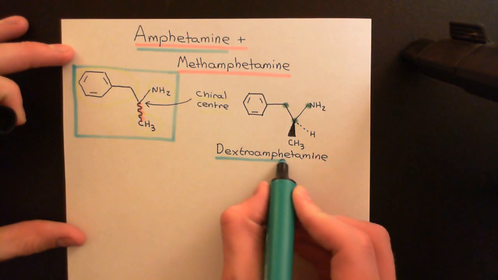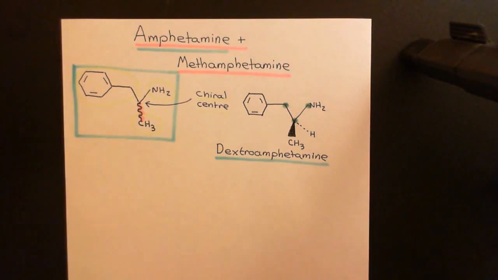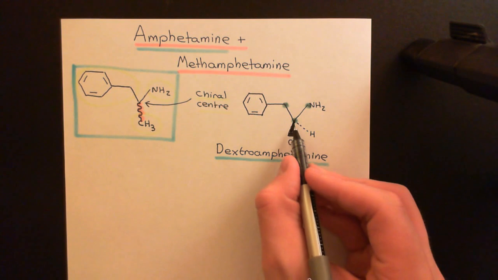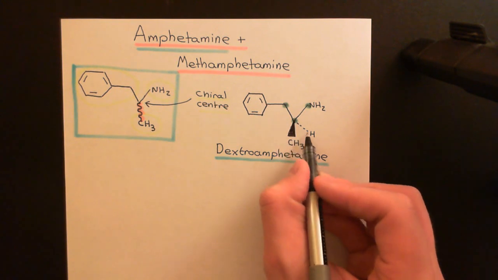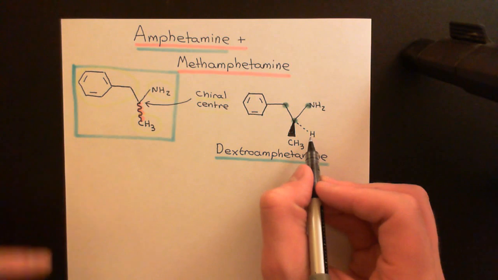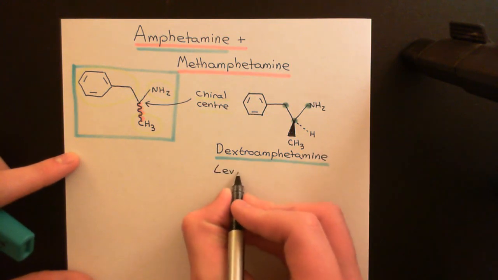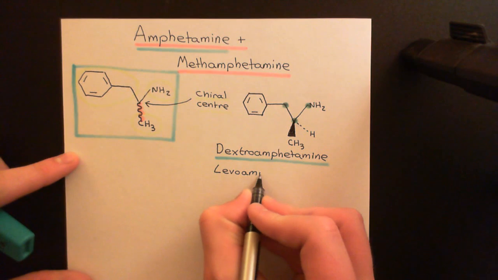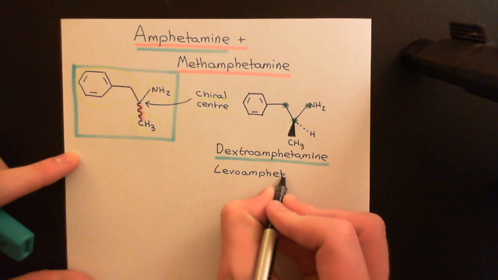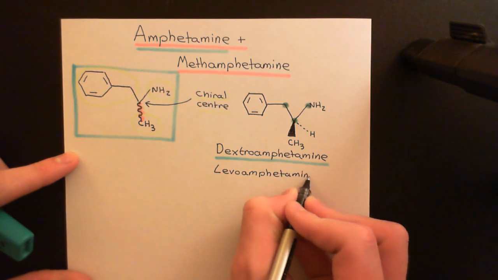There is also another optical isomer of the amphetamine molecule. You can have it the other way round. You can have the hydrogen coming out of the plane of the piece of paper towards us, and the methyl group going into the piece of paper away from us. That other optical isomer is called L-amphetamine, or levoamphetamine is the full name for that other optical isomer.